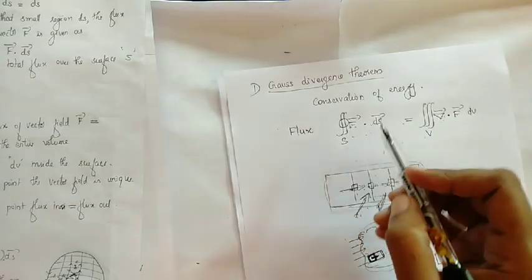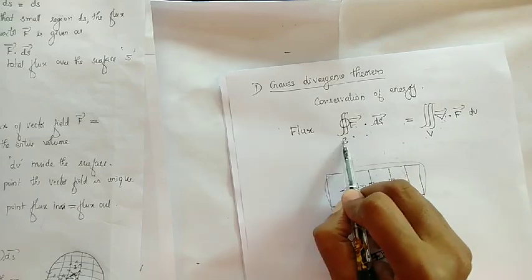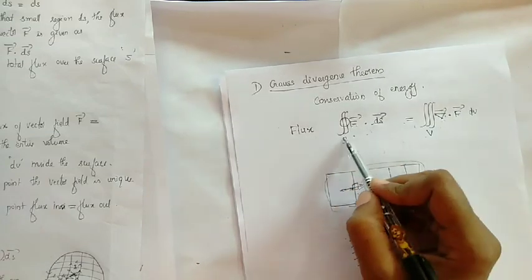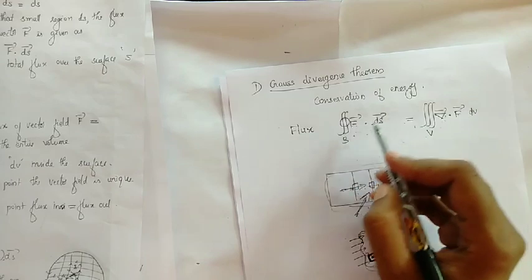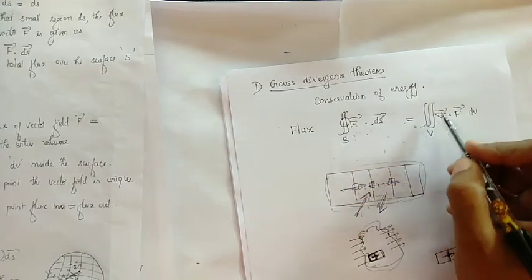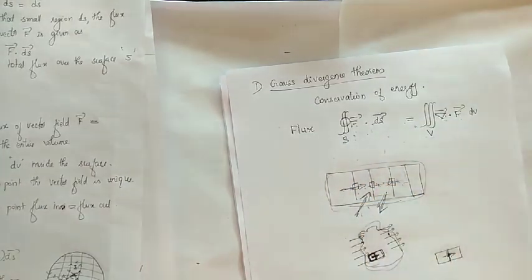So this is the equation. Gauss divergence theorem relates surface integral to volume integral. Surface integral over a closed surface of F dot dS will be equal to volume integral of divergence of that vector field.